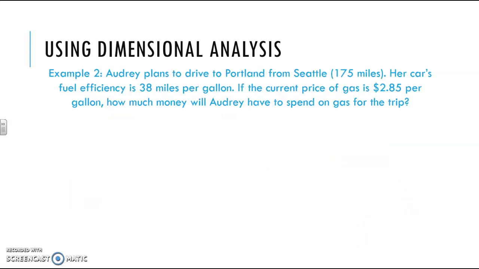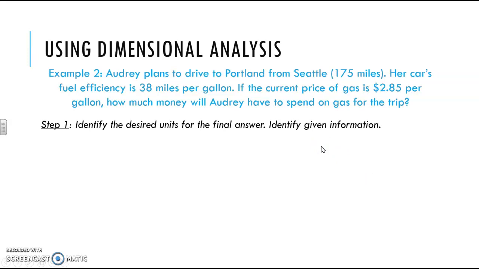Now here's another example, and I'm going to go through the steps one by one. Here, Audrey's planning to drive to Portland from Seattle, which is 175 miles. Her car's fuel efficiency is 38 miles per gallon. If the current price of gas is $2.85 per gallon, how much money will Audrey have to spend on gas for this trip?